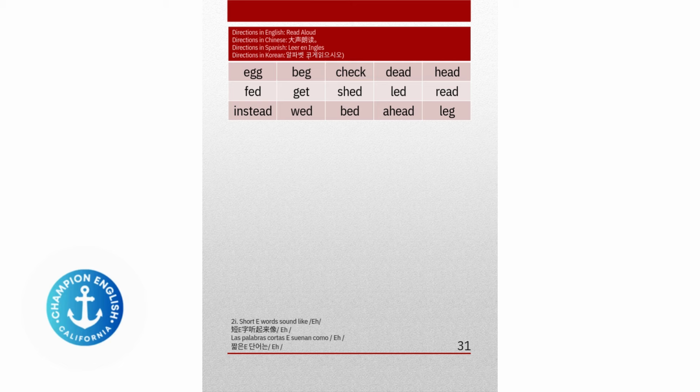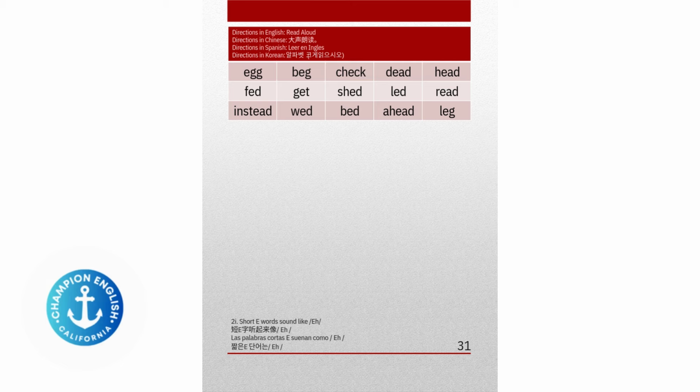I and in, instead. W and ed, wed. B and ed, bed. Ahead. L and egg, leg. Now, students, by yourself or with a partner, go ahead and sound out each word.